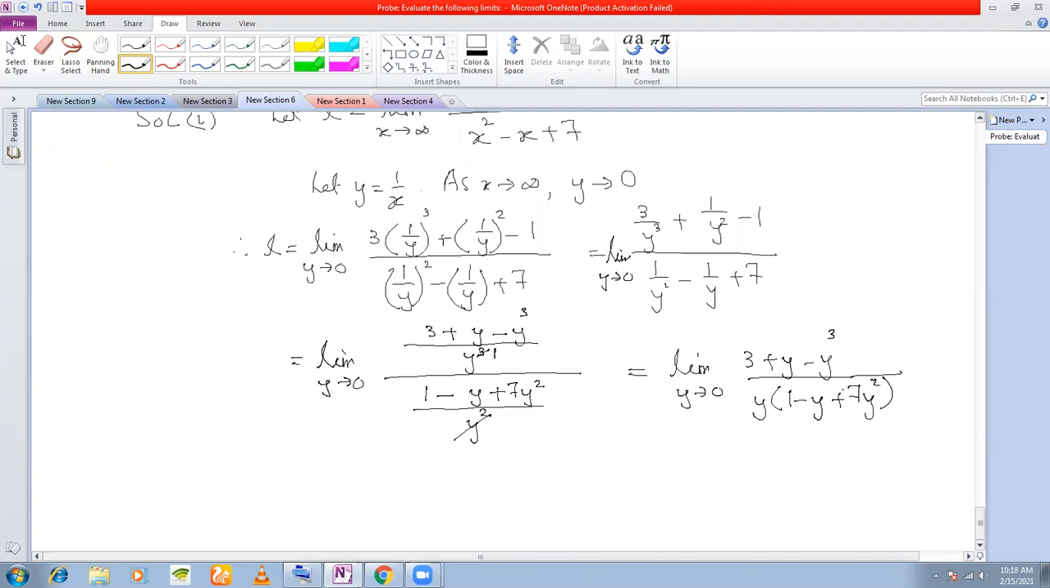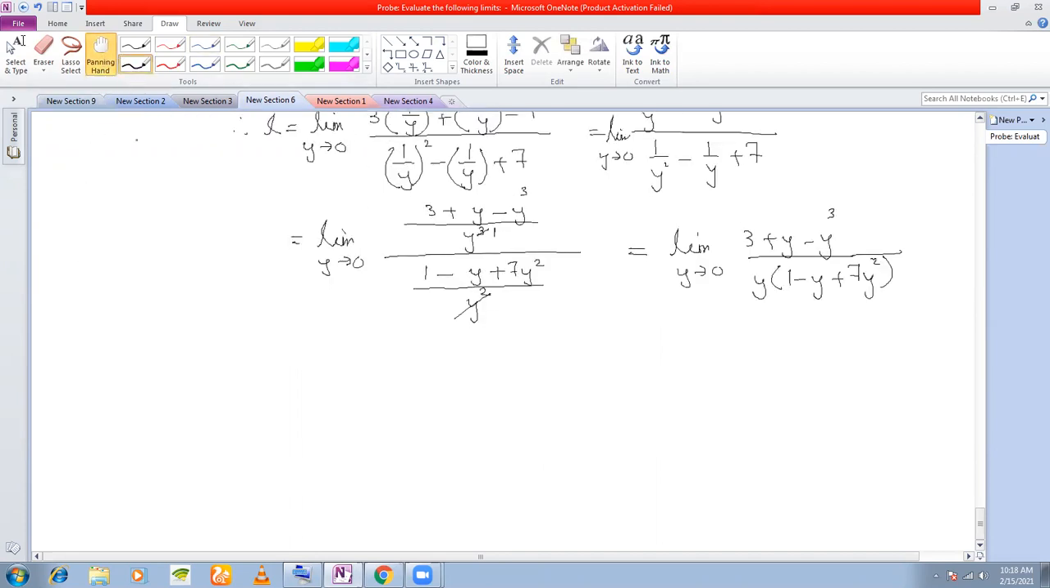Okay, so now if you see, I cannot get rid of y in the denominator, right? I have y in the denominator here, and I have 3 plus y minus y cube in the numerator. If I put y is equal to 0 here, I'm getting a 3 by 0 form, right? Which cannot be eliminated, right? So either we say that this limit is equal to infinity because we are getting a 3 by 0 form.